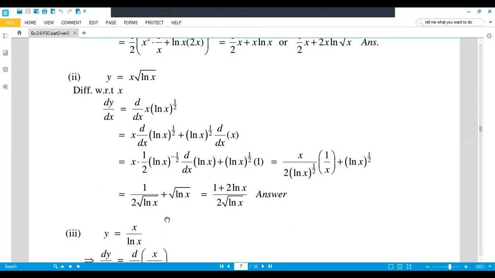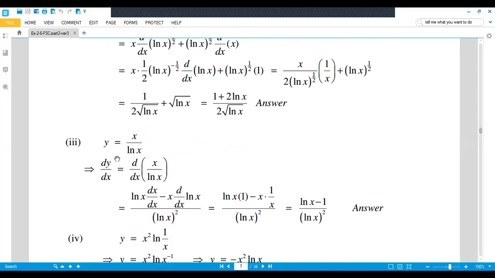If you want to do this last step, just take the LCM, 2 under root natural log of x, 1 plus 2 natural log of x, because under root of natural log of x multiplied by under root natural log of x, the square and square root cancel, and you get 2 natural log of x.